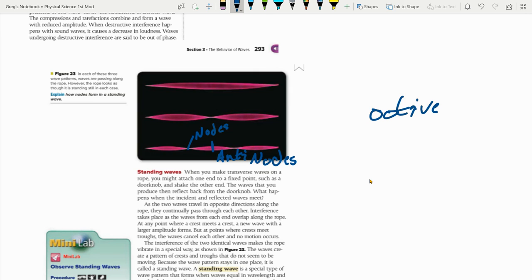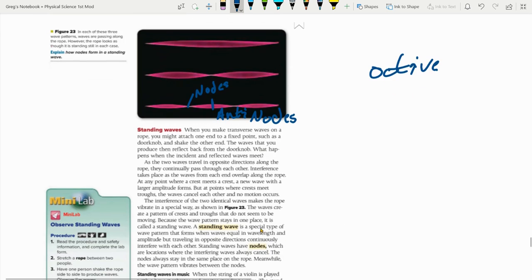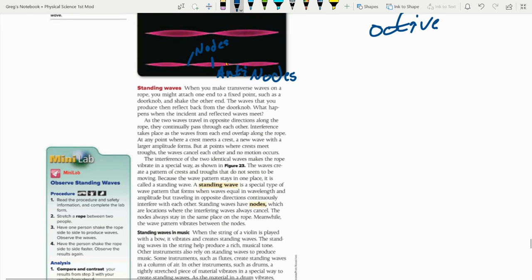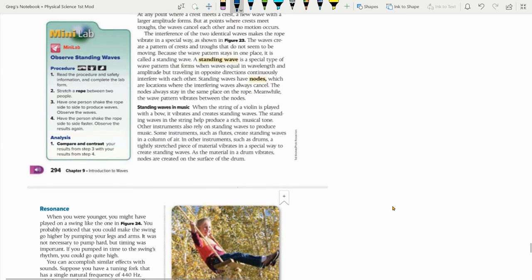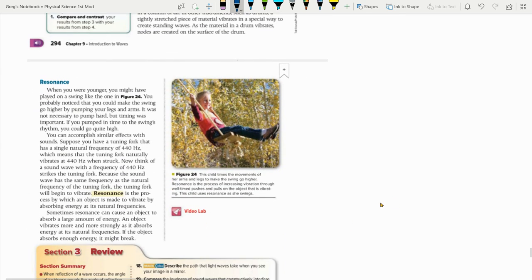A standing wave is a special type of wave pattern that forms when waves equal in wavelength and amplitude but traveling in opposite directions continuously interfere with each other. Standing waves have nodes, which are these small spots here, and the antinodes are there. And then it goes on to tell you about standing waves in music, and like I was telling you, the octave, okay?